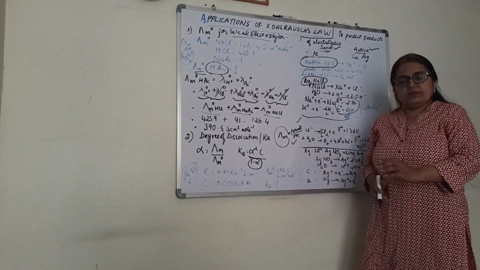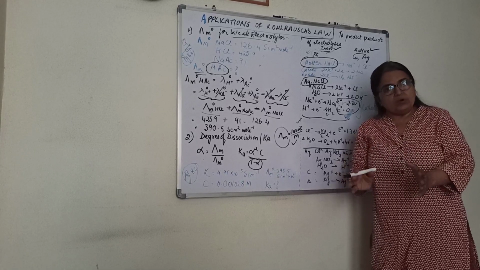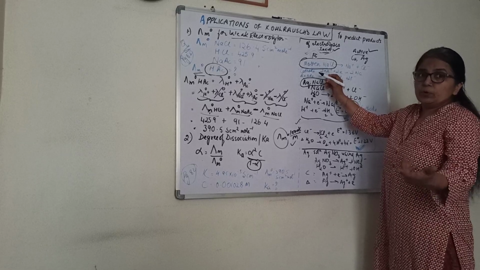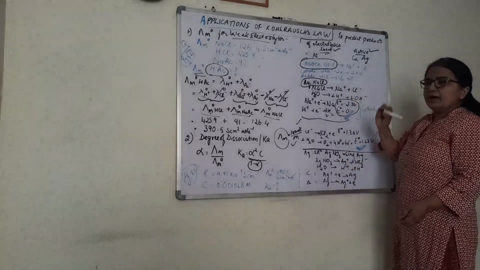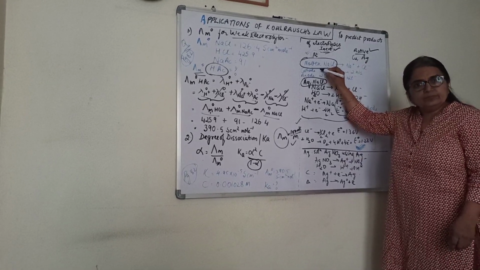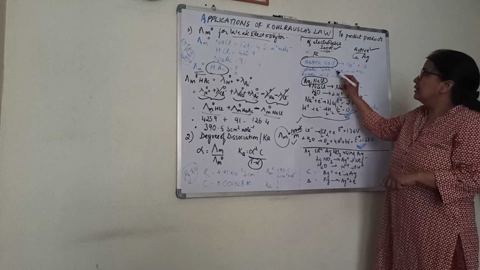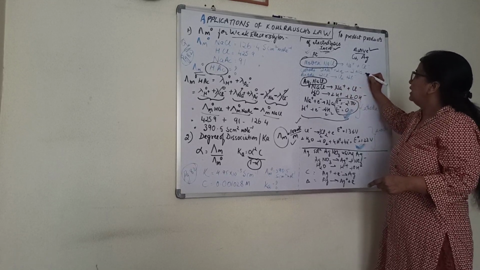Molten NaCl, molten means no water, just NaCl is heated in the molten state, carry out its electrolysis. What will be the products? NaCl first will ionize, cation and anion will be formed. Cations go to cathode. At cathode, reduction occurs. Reduction is what? Gain of electron. So after sodium ions gain electron, you will get sodium.